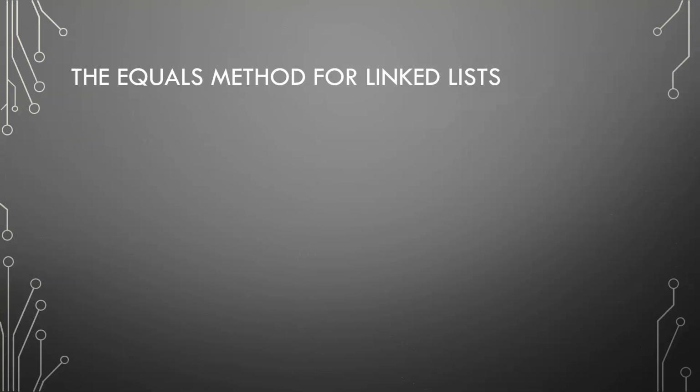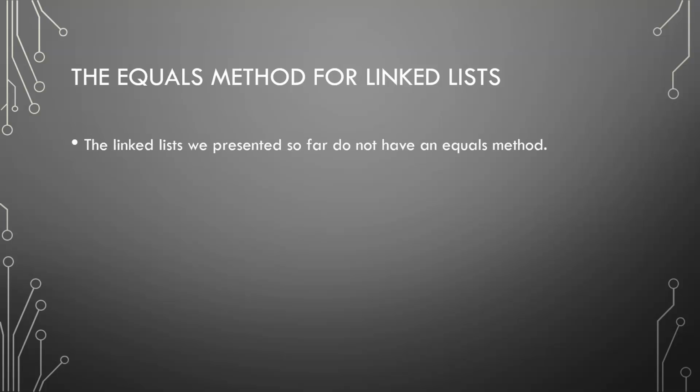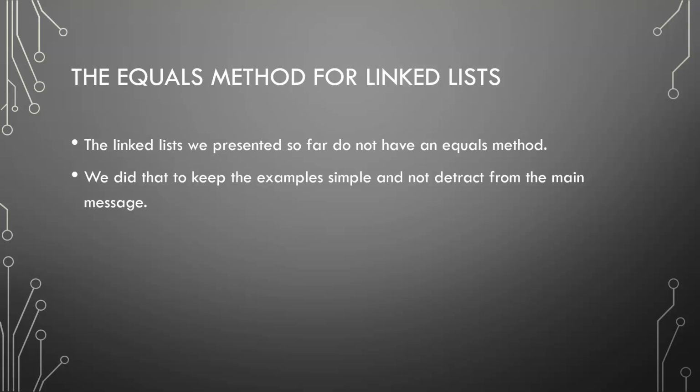With that being said, I'll come back to the generics in a second, but I want to quickly talk about the equals method for linked lists. The linked lists that we have looked at previously, LinkedList1 and LinkedList2, don't have an equals method in them. The reason we omitted the equals method was just to keep those first two examples simple and not detract from the main message, which was how to construct a linked list class. But because it's a class, it should normally have an equals method.